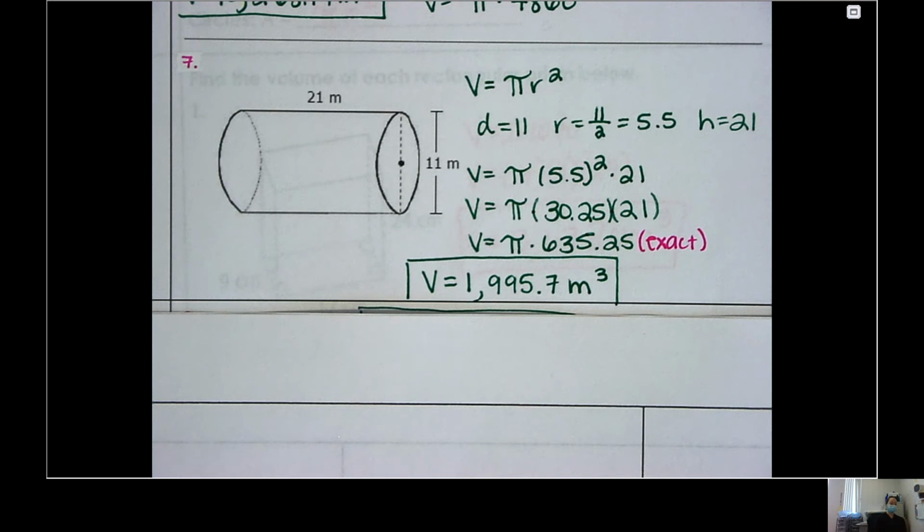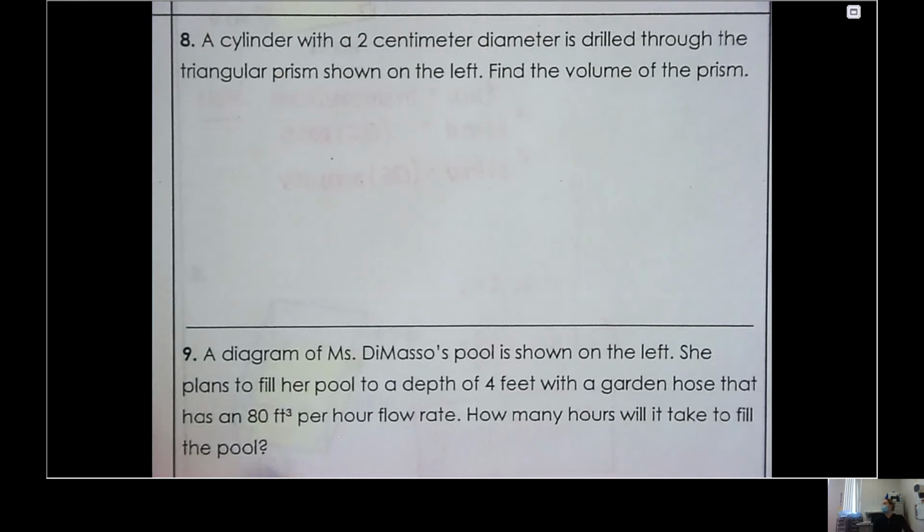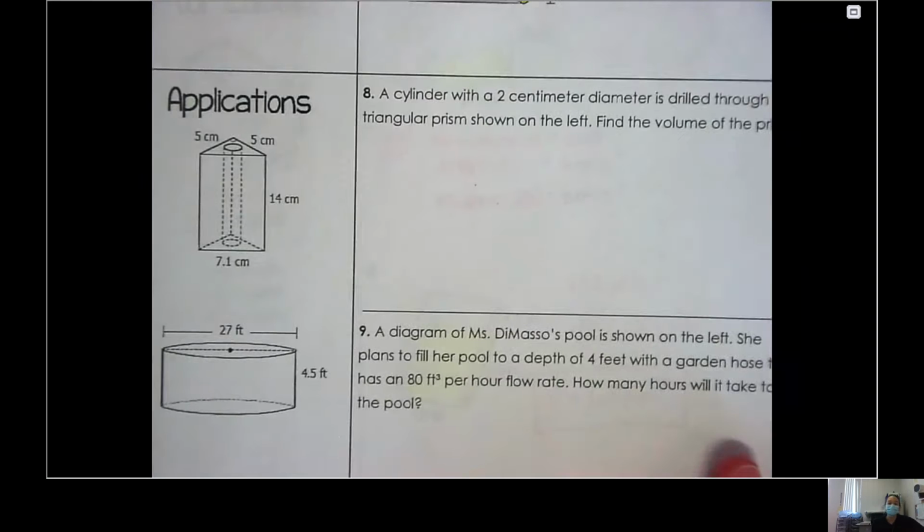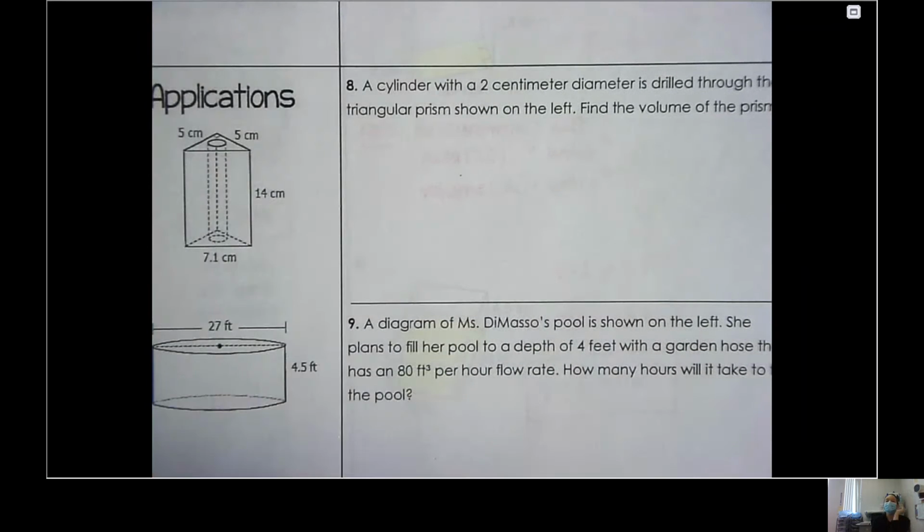Okay, are we ready for the next one? An application problem. Are you ready for this moment? These are more the types of problems that you realistically are going to see on your finals. Let's take a look at number 8. It says a cylinder with a 2 centimeter diameter is drilled through the triangular prism shown on the left. Find the volume of the prism.